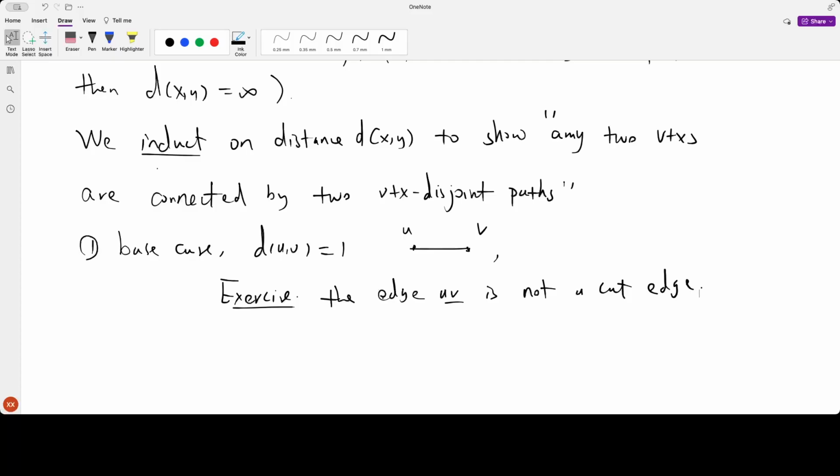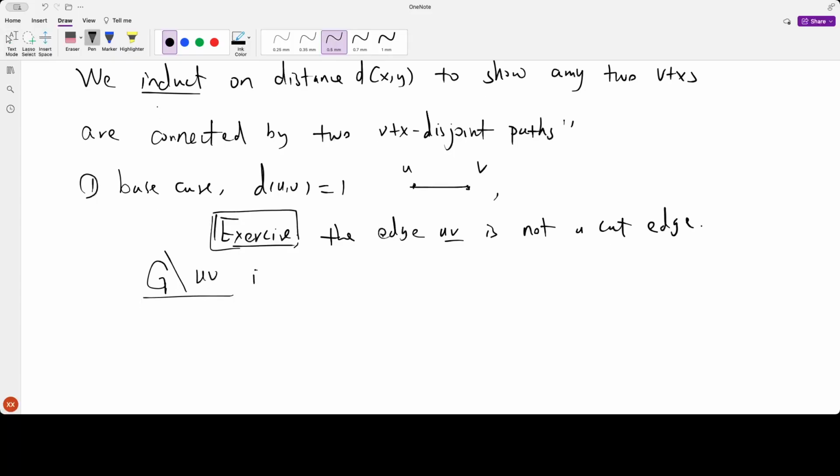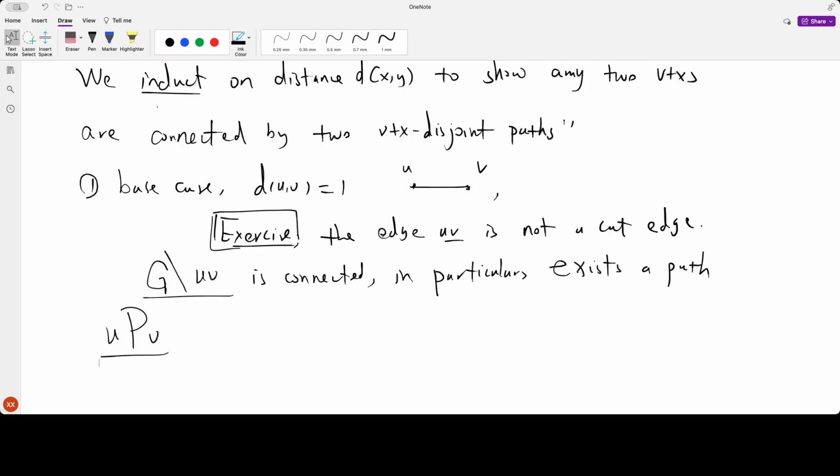If you remove one edge and the graph becomes disconnected, then you can think about this. You do this exercise, and we know that this edge itself is not a cut edge. Then if you remove only the edge uv from the graph G, without changing any vertex set, it is connected. So in particular, there exists a path, for example, UPV. We use P to express the path. It is a consecutive sequence of edges and vertices, a path connecting U and V in G minus uv.